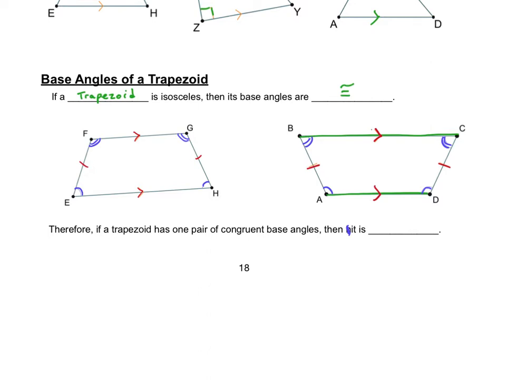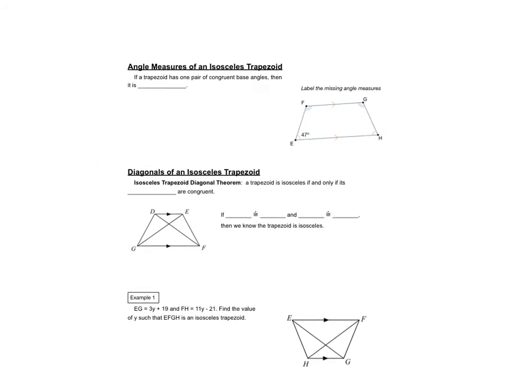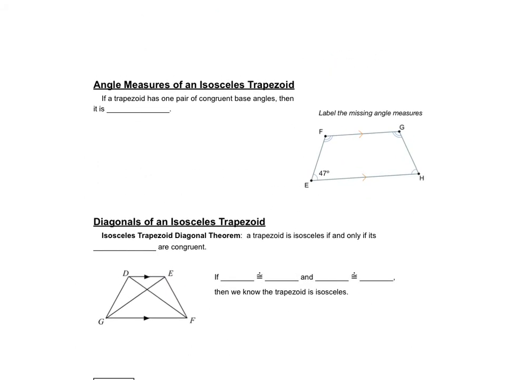So therefore, if a trapezoid has one pair of congruent base angles, then it is going to be isosceles. And then angle measures of an isosceles trapezoid. If a trapezoid has one pair of congruent base angles, then it is going to be isosceles. Let's go ahead and label the missing angle measurements.